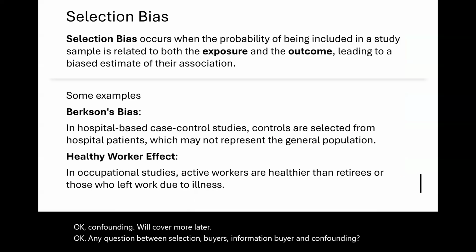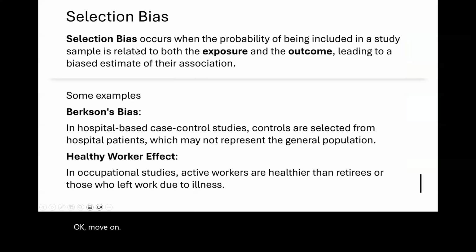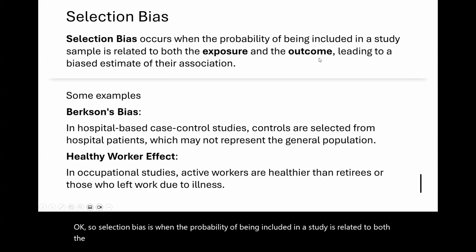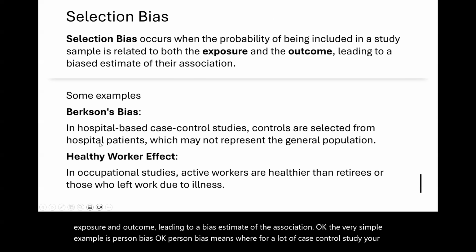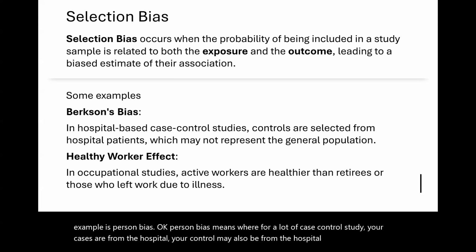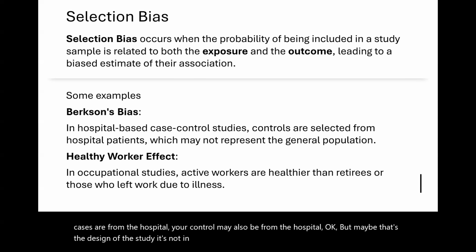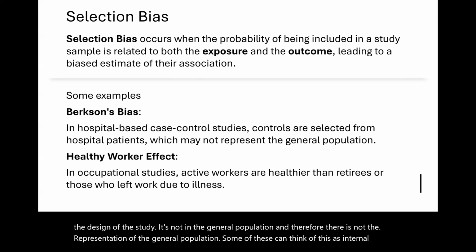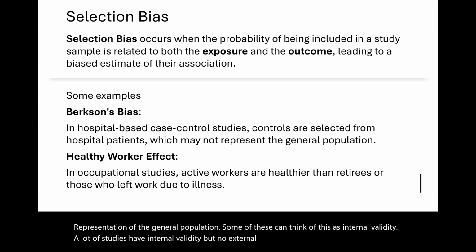Okay, move on. Selection bias is when the probability of being included in a study is related to both the exposure and the outcome, leading to a biased estimate of the association. The very simple example is Berksonian bias. For a lot of case control studies, your cases are from the hospital, and your controls may also be from the hospital. Maybe that's the design of the study. It's not the general population, and therefore it is not a true representation of the general population. You can think of this as internal validity. A lot of studies have internal validity but no external validity, depending on who your sample is.